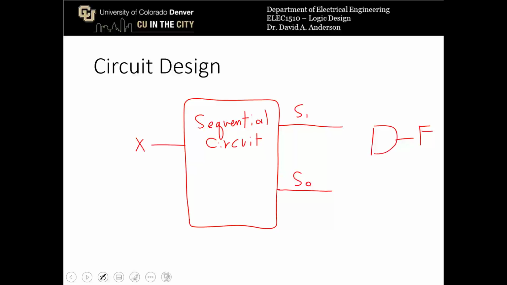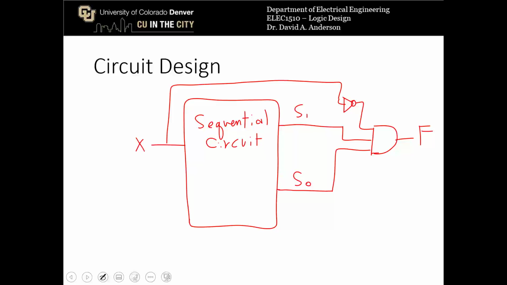So I need to route X prime all the way to the output. Now I'm going to invert it. And then I also need S1 and S0 as inputs to that AND gate. And so now, as you can see, the output F is a combination of the input X and the output variables S1 and S0.